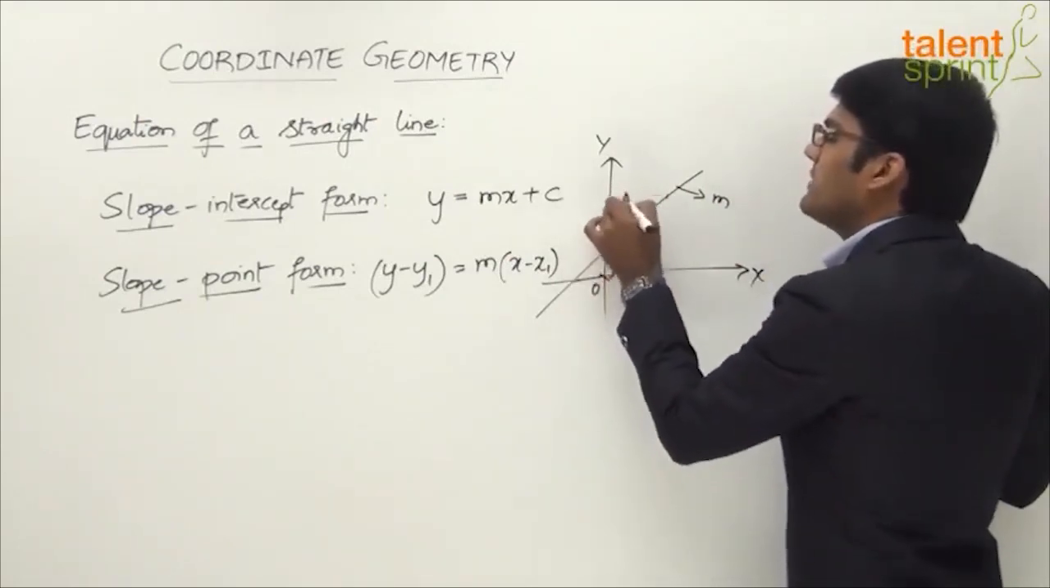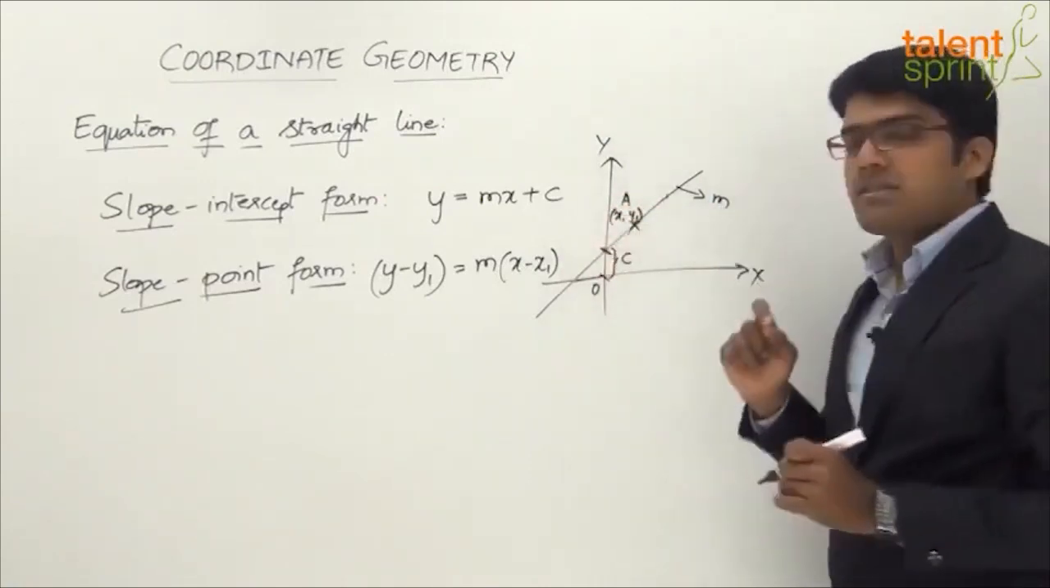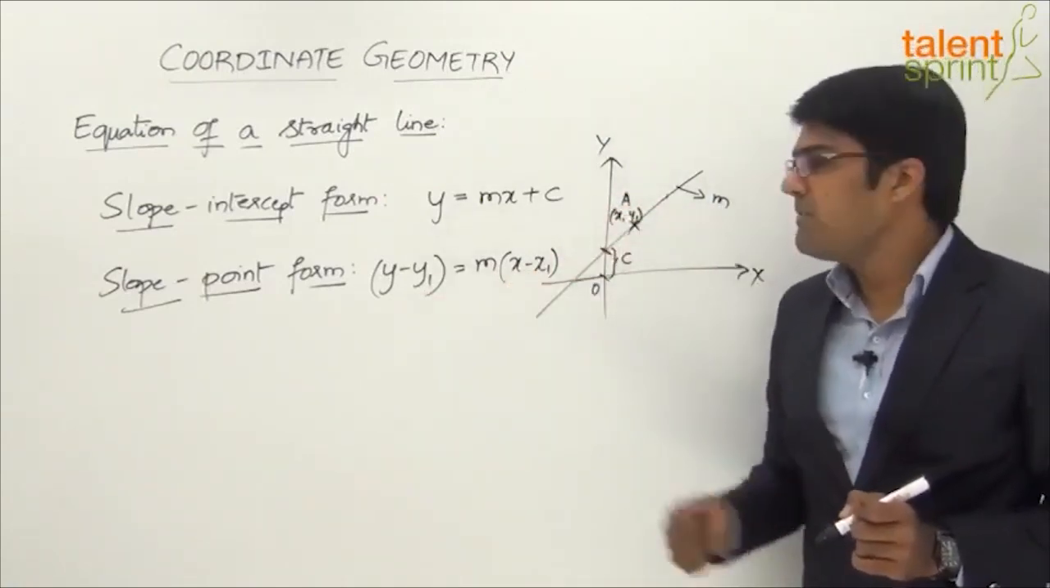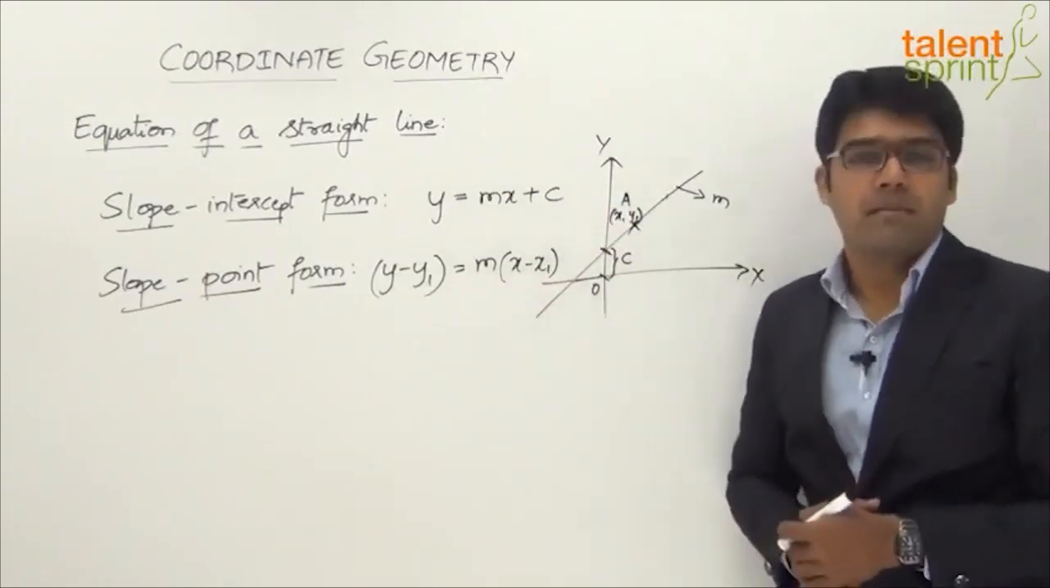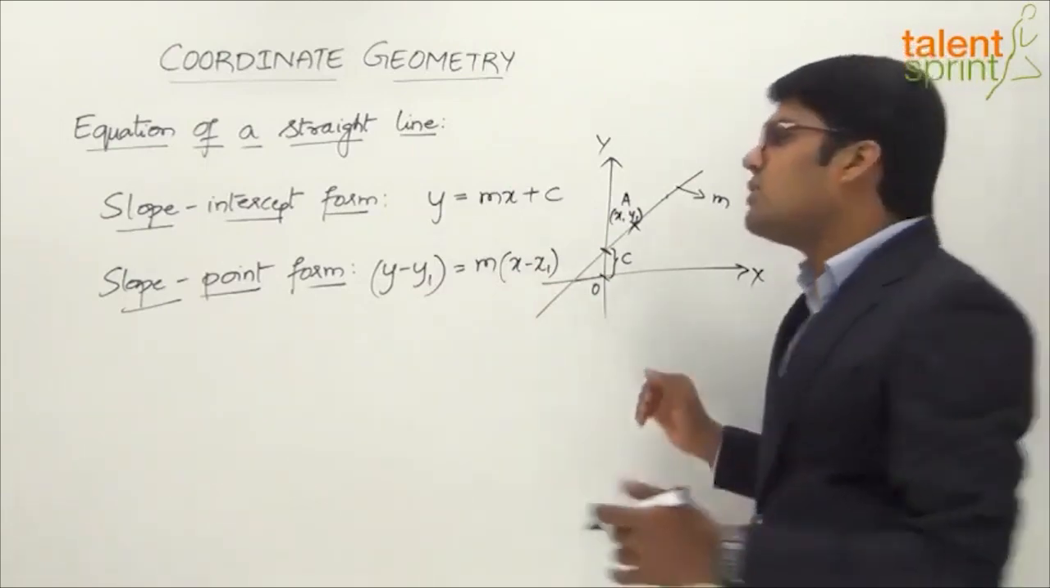Let's say a point A, the coordinates of which are x1, y1. So if the point A and the slope are given, then we go ahead with slope-point form, which is y minus y1 equals m into x minus x1. Alright. Let us now take the next form, which is two-point form.